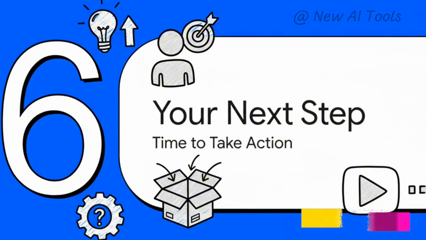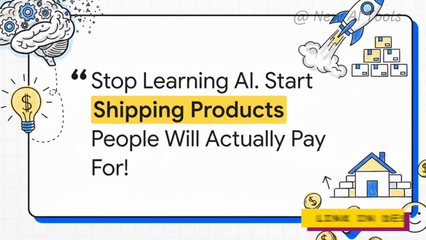So there you have it. You've seen the old, broken way, you've seen the new solution, you know who it's for, and you've seen the offer. So that brings us to the final part, your next step. This quote from their website just hits the nail on the head. Stop learning AI, start shipping products people will actually pay for.